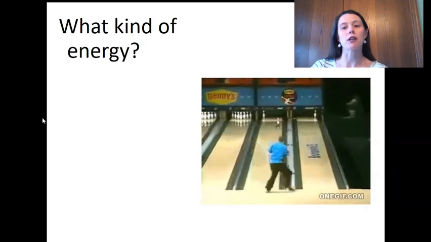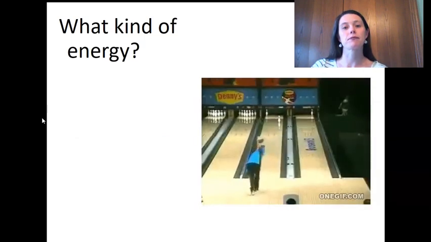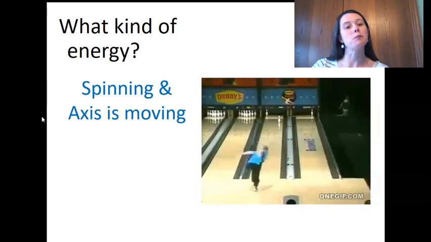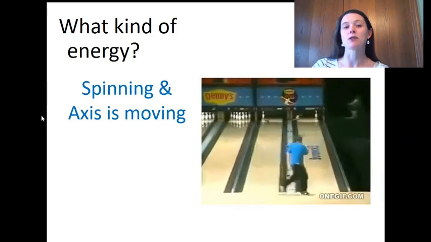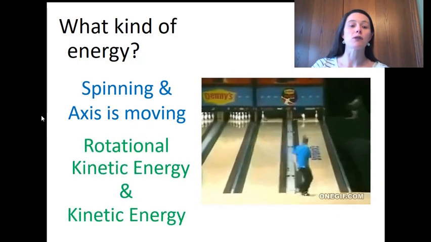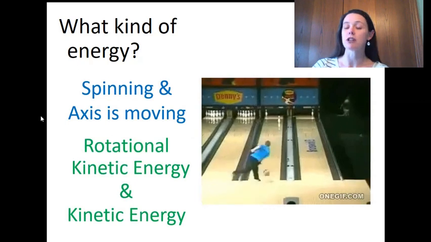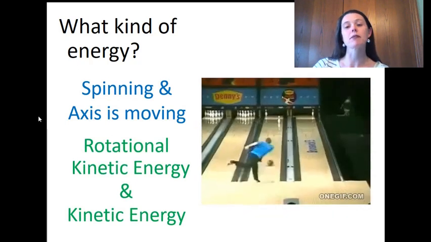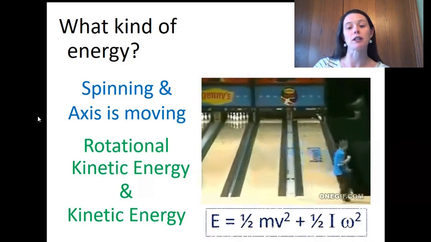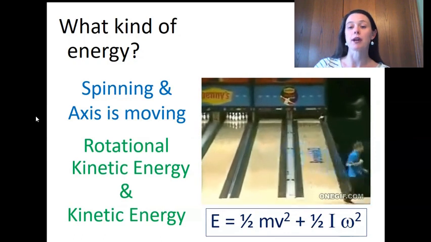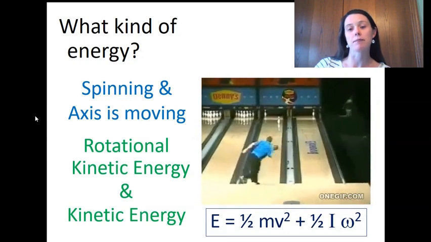What about for the bowling ball here? Notice that as the bowling ball moves, it's spinning and the axis or center of mass is also moving. That means that as it goes, the bowling ball has both rotational kinetic energy and linear kinetic energy. An equation for its energy would look like this: 1/2 mv squared plus 1/2 I omega squared.